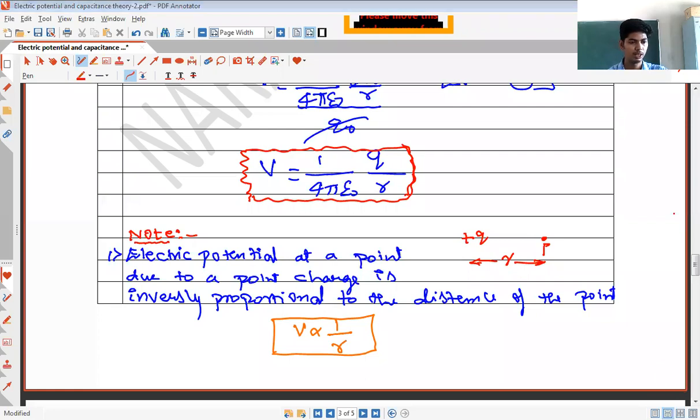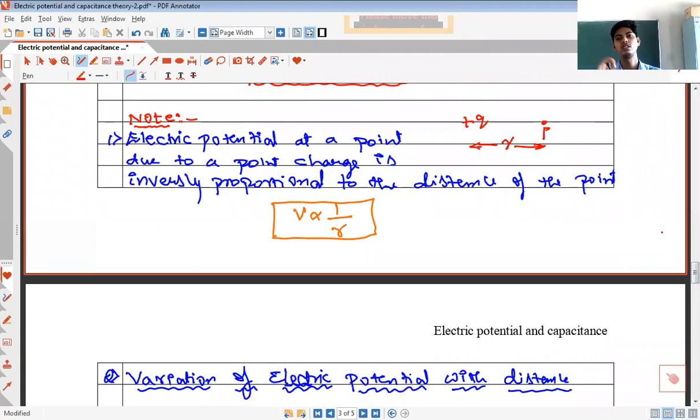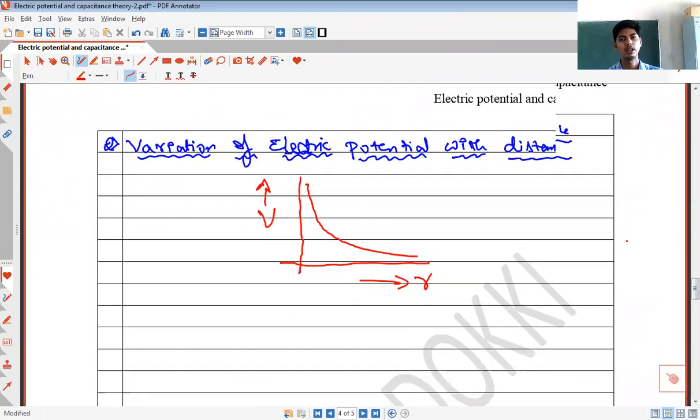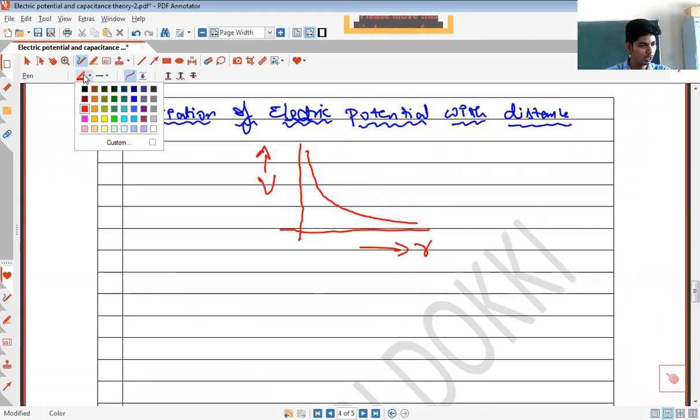Very good. At infinity, the electric potential due to a point charge will be zero, right? So at infinity there will be no electric potential due to a point charge. So this is regarding variation of electric potential with distance.